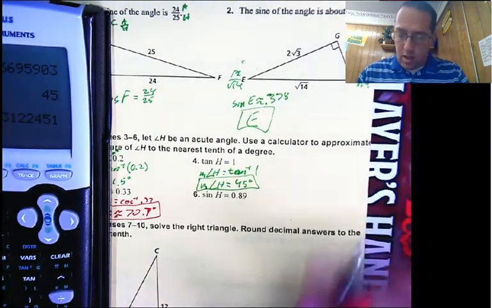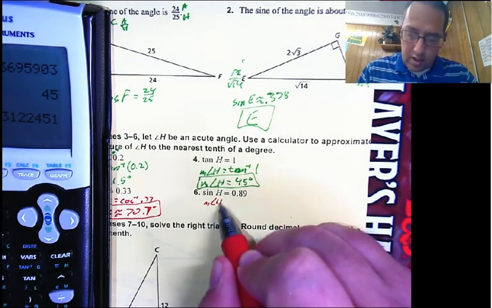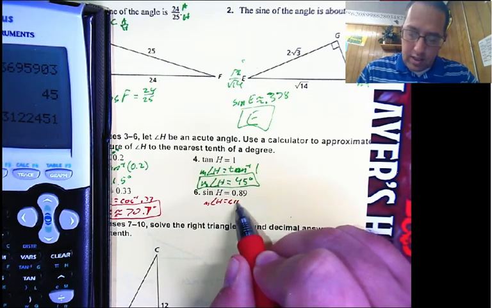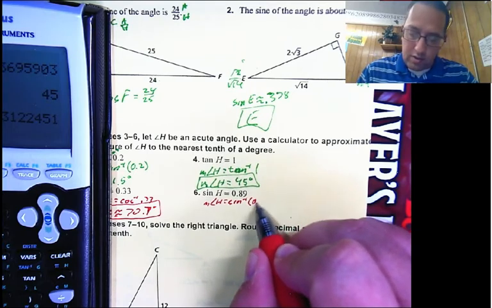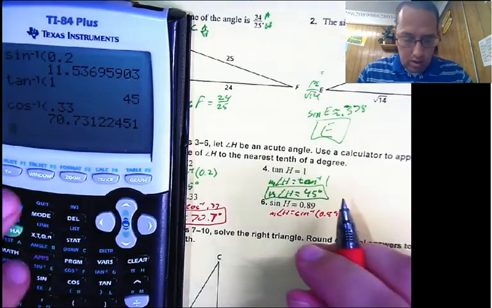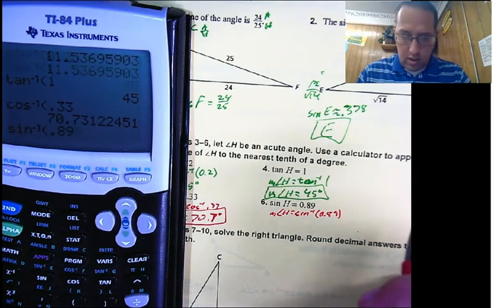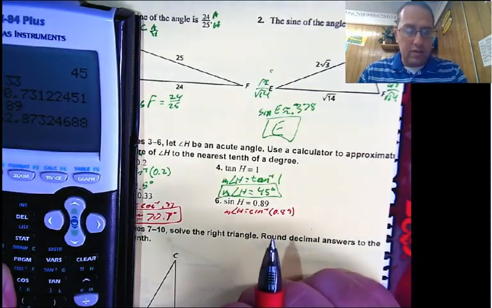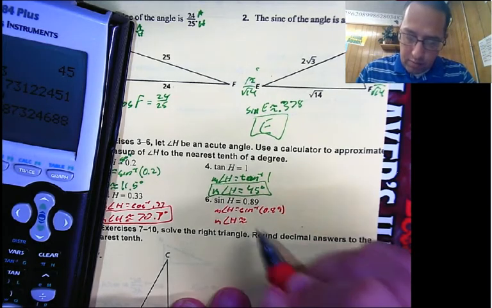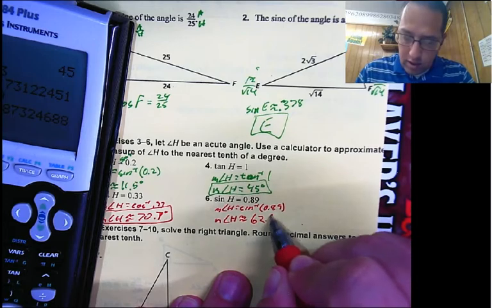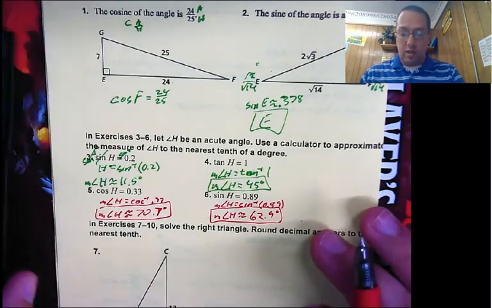Okay. And here we have the sine of h is 0.89, which means the measure of angle h is equal to the inverse sine, the sine inverse, the arc sine of 0.89. So let's see here. Arc sine, inverse sine, whichever you want to call it, 0.89. 62.87, so that'll round to 62.9. So the measure of angle h is approximately 62.9 degrees. That's easy stuff. Just stick it in the calculator, right?